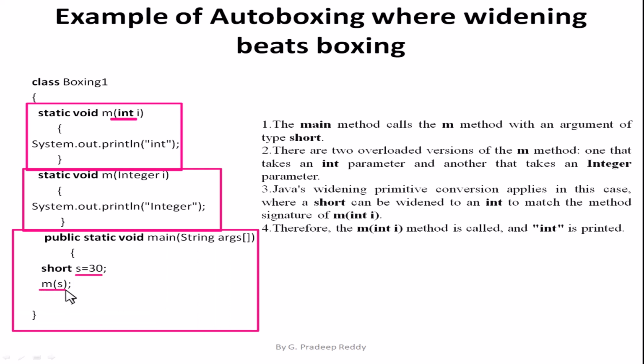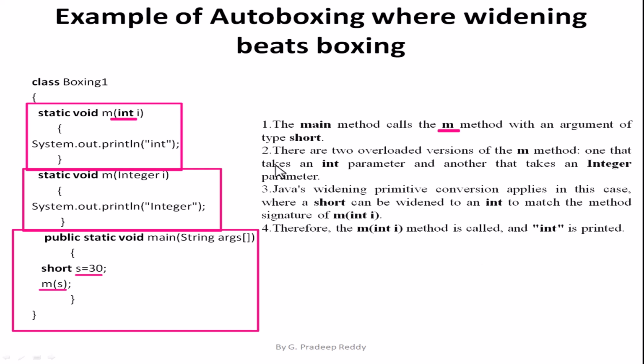So what is m? Now m is a method signature. Whenever the corresponding match is found, it will be converted into the short. Here the main method calls the m method with an argument of short integer. There are two overloaded versions of the m method. One has an int parameter.